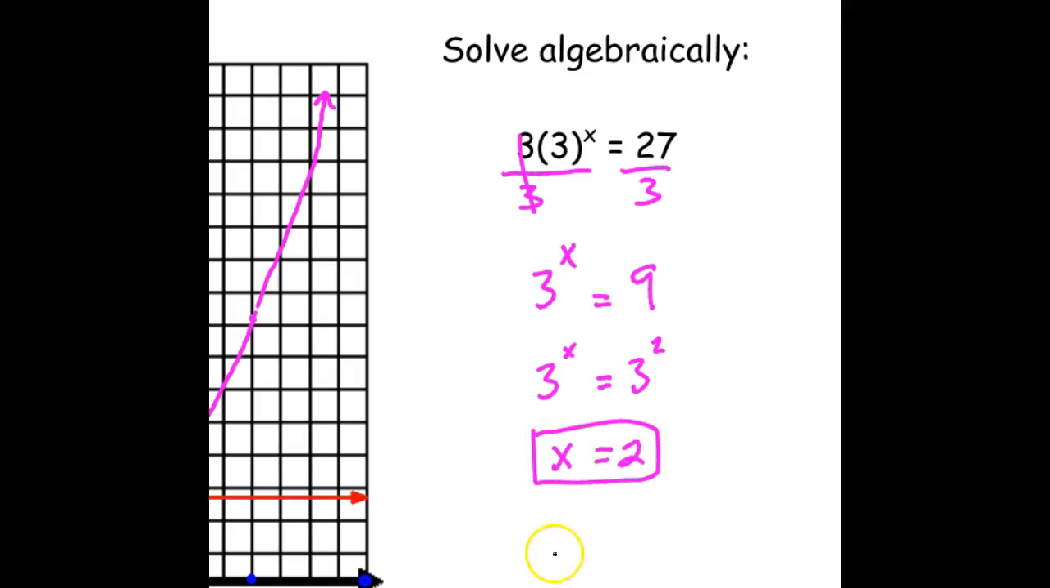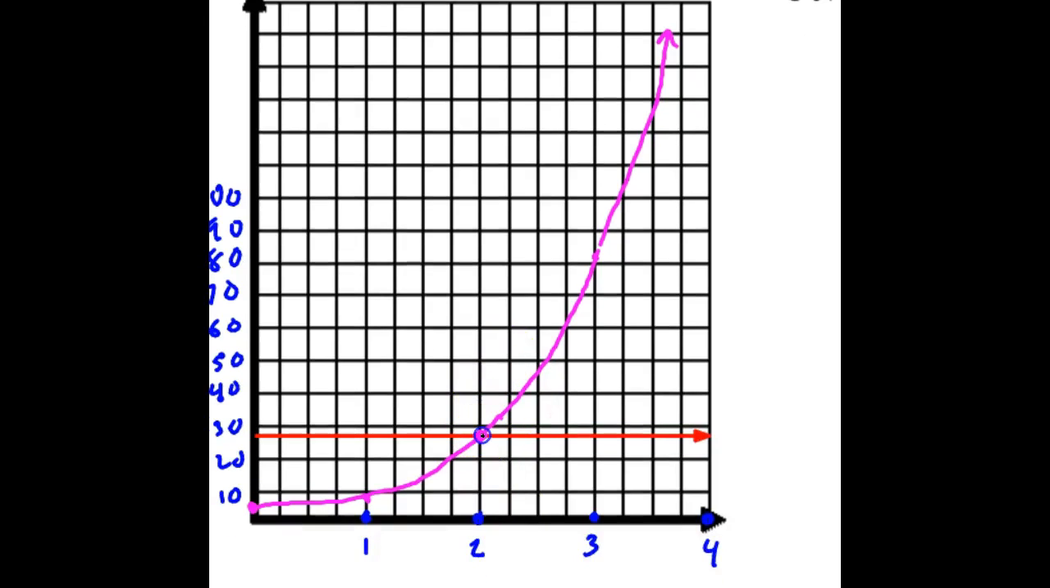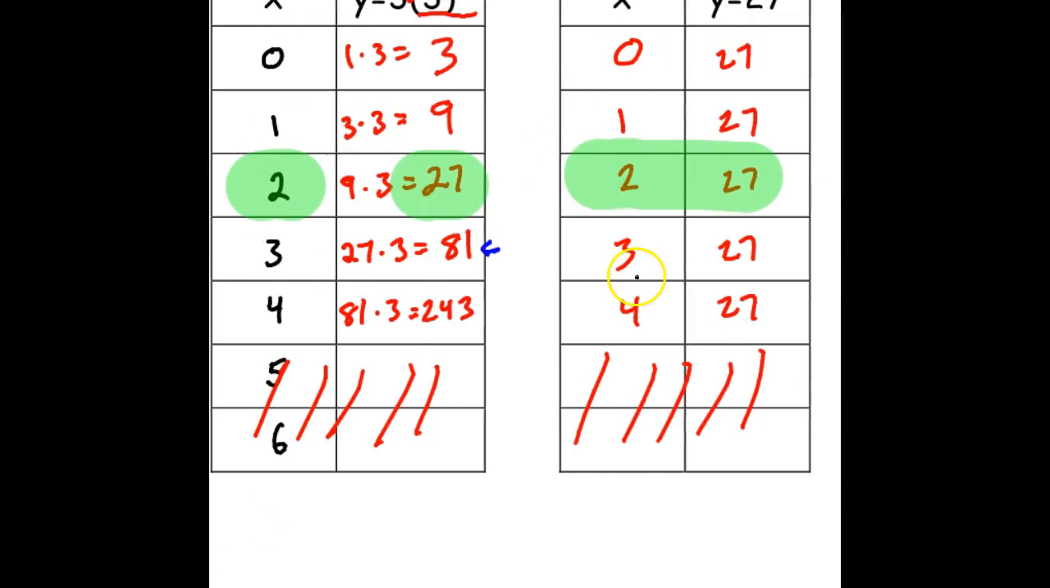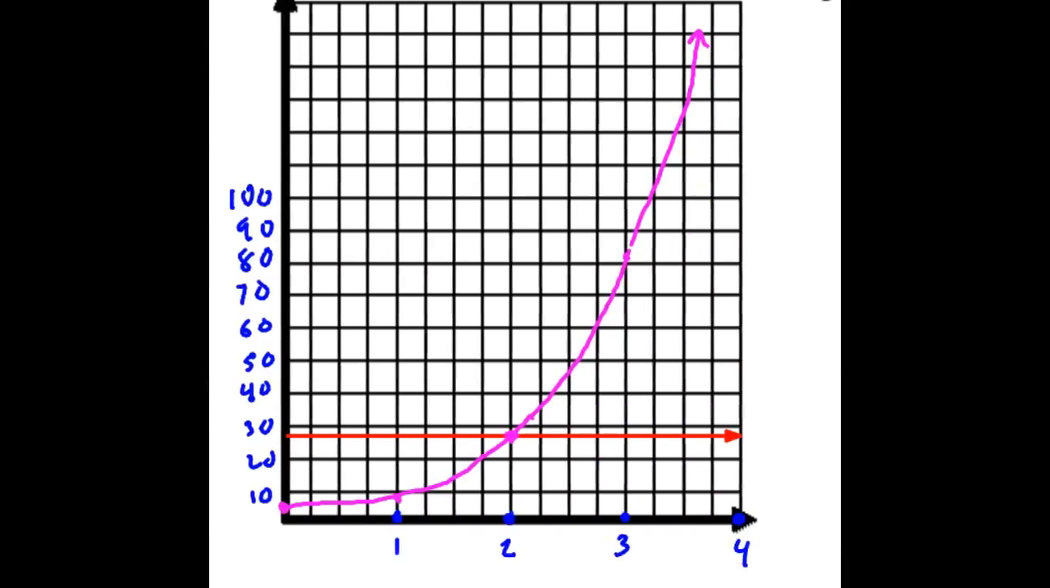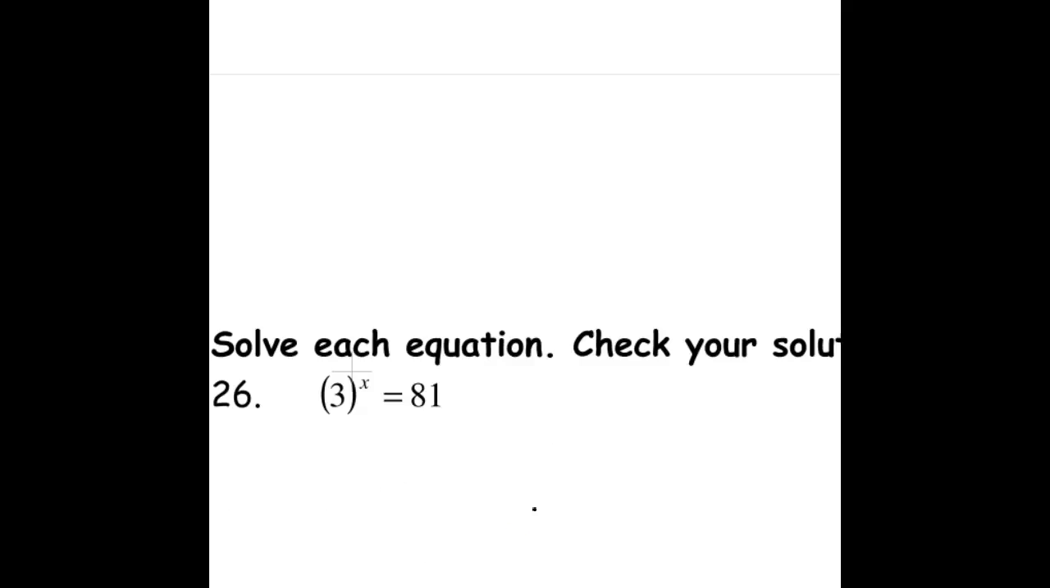So sure enough, we got 2, just like we did on our graph, they intersect at 2. And just like we did on our table, we got 2. So all 3 of these should agree with one another. Okay? All get the same answer no matter what, off a table, a graph, or solving algebraically.